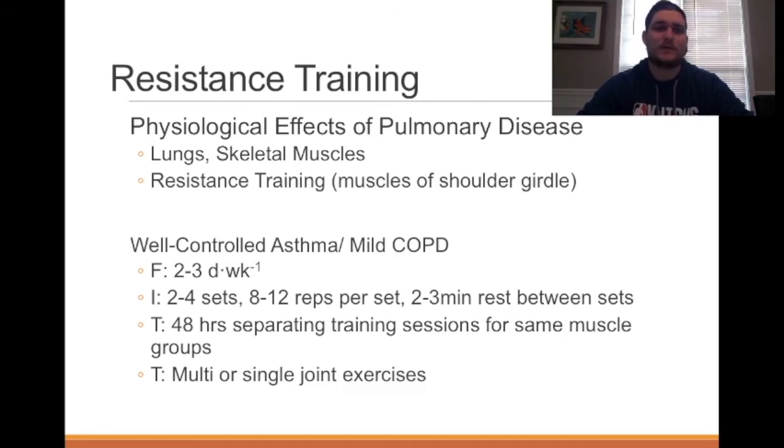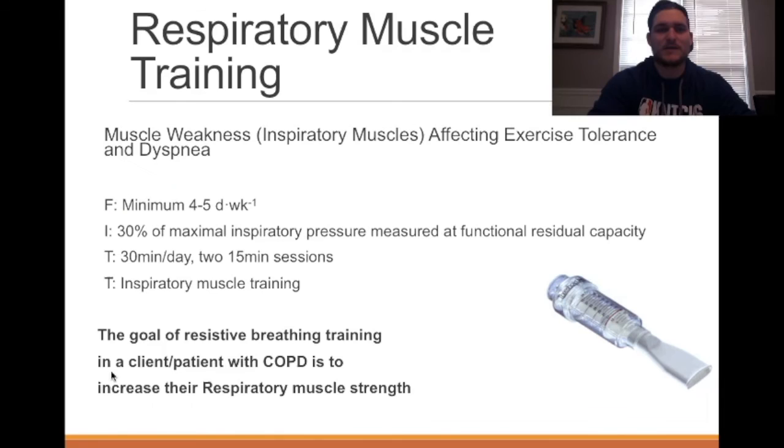It's very important to include resistance training, especially of the core, because that's going to have positive impacts if we strengthen our core as far as breathing is concerned, especially exhaling. Also improving the strength of the muscles of the midsection. That's just going to help the person overall. And so you should try to include a couple sessions of that resistance training. 2 to 4 sets, 8 to 12 reps, and 2 to 3 minutes rest in between, making sure that the person can tolerate it. 48 hours between muscle groups, and include both multi and single joint exercises.